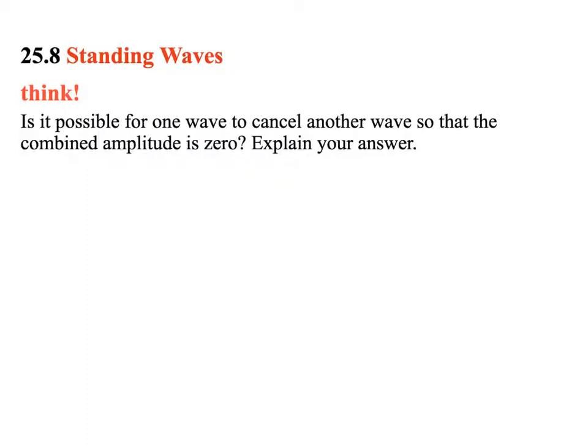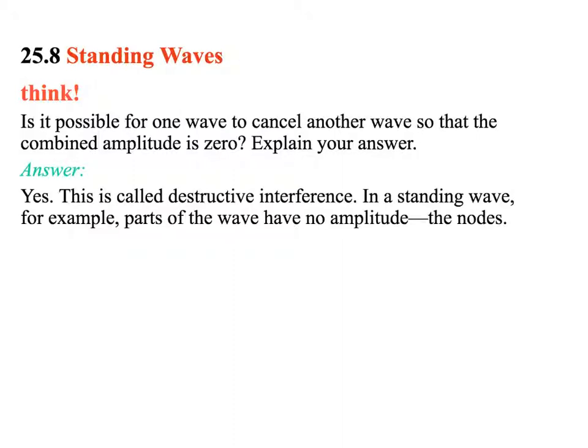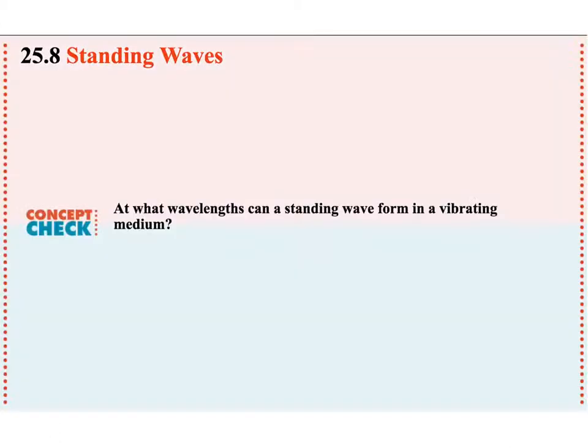Is it possible for one wave to cancel another wave so that the combined amplitude is zero? Explain your answer. Yes, this is called destructive interference. In a standing wave, for example, parts of the wave have no amplitude at the nodes. At what wavelengths can a standing wave form in a vibrating medium?